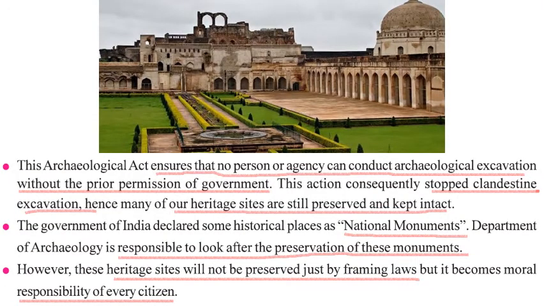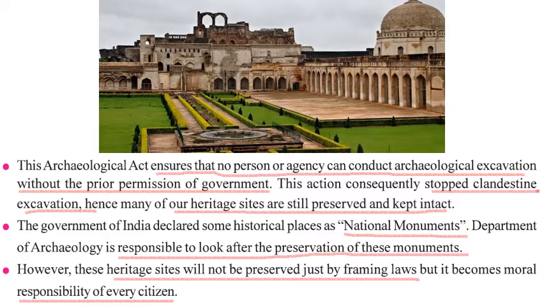This act ensures, and this is very important, mark this, that no person or agency can conduct archaeological excavation without the prior permission of the government. That means I can't dig a probable site of an ancient town without the permission of the government, because it happened in the past that people did private digging and whatever relics they found, they sold in the black market to foreign countries. That means our Indian monuments were destroyed and sent to foreign countries for private profiteering.